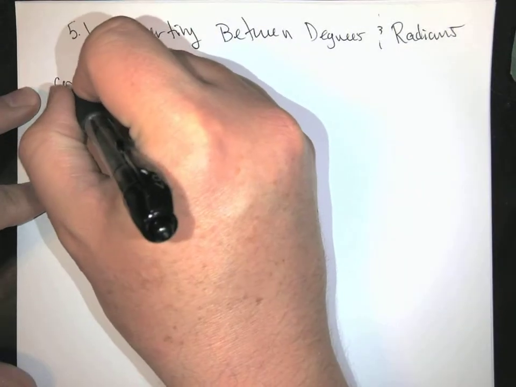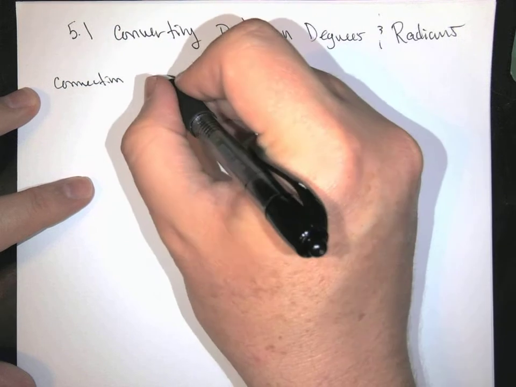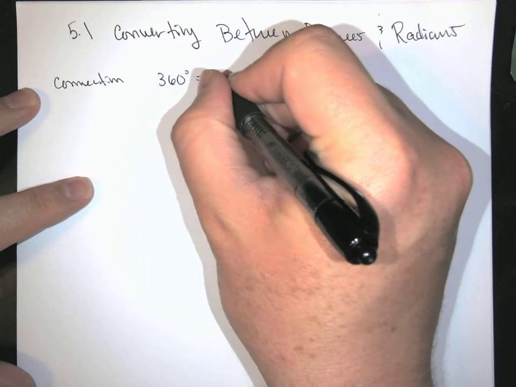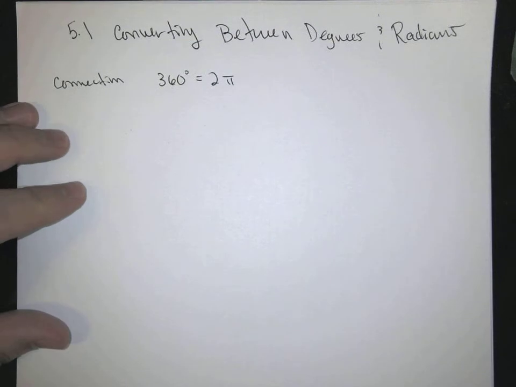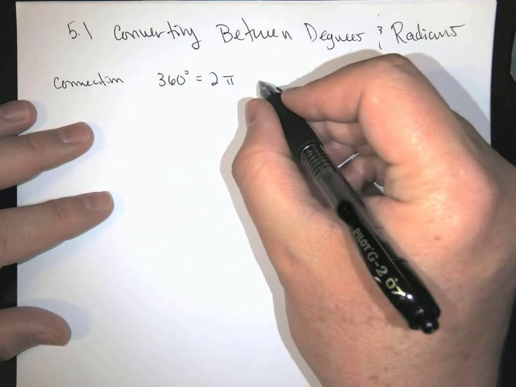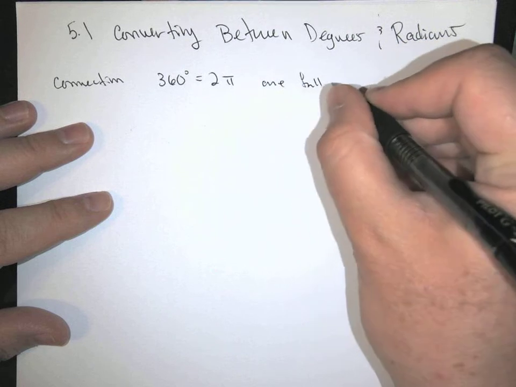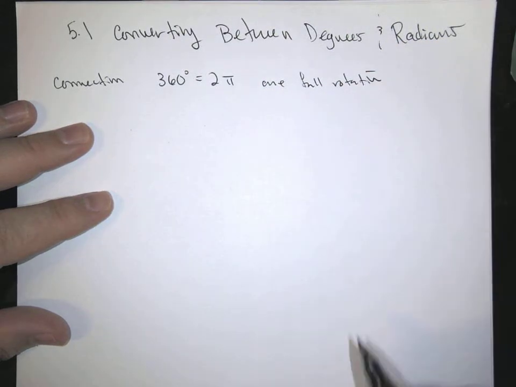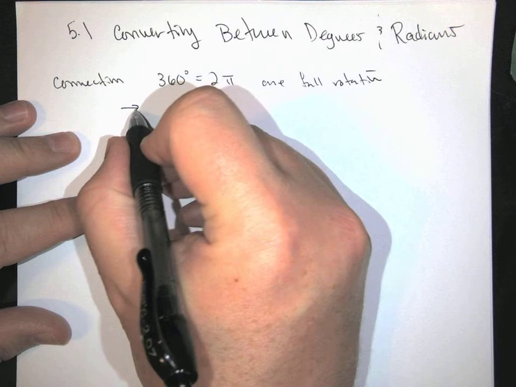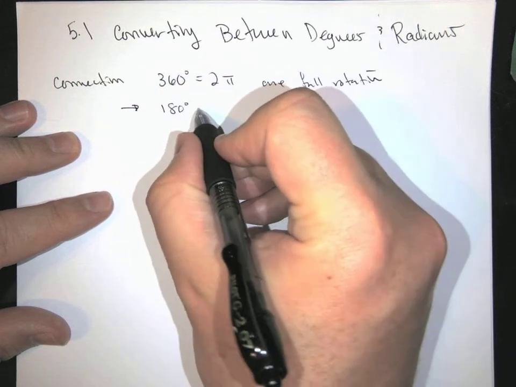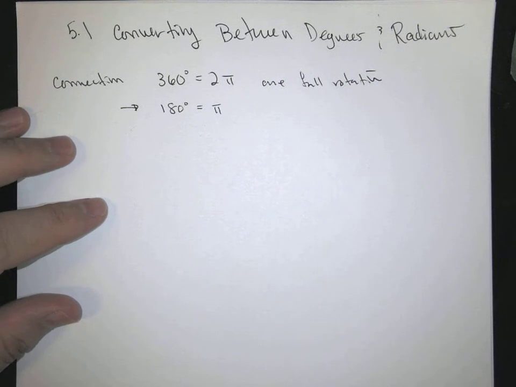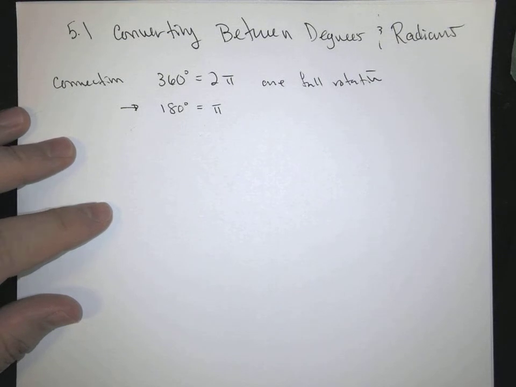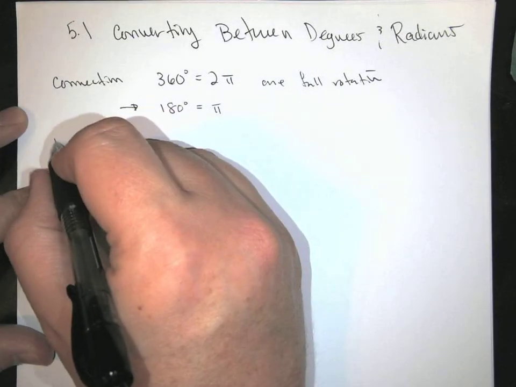So our connection is 360 degrees should be the same thing as 2 pi in radians. That's one full rotation in each of these units. This means if we cut those in half, I can get a better measure, honestly, which would be 1 pi syncs up with 180. And from there, depending on how I divide, I can get two different unit rates.